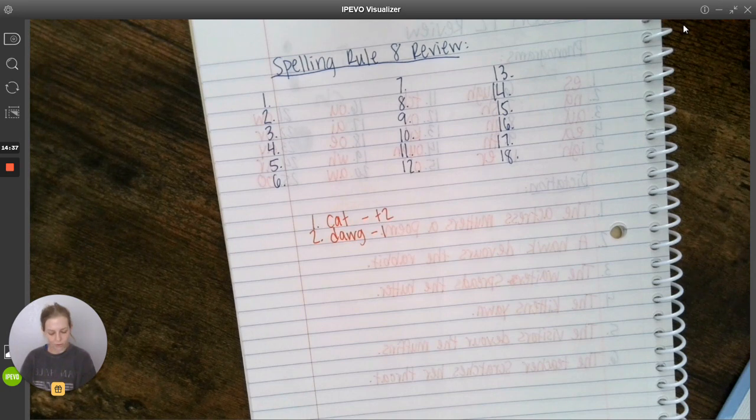Number 2, snow. Snow. I love to play in the snow. Number 3, sold. Sold. I sold my house.